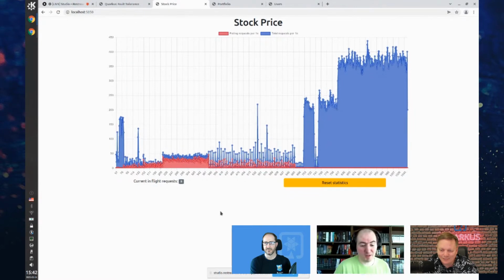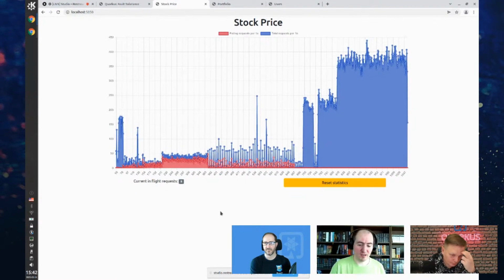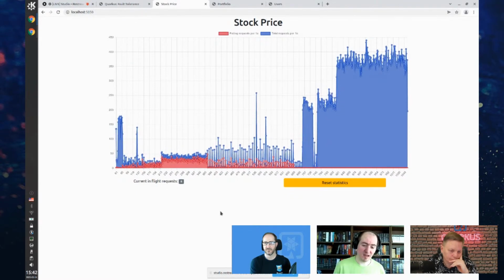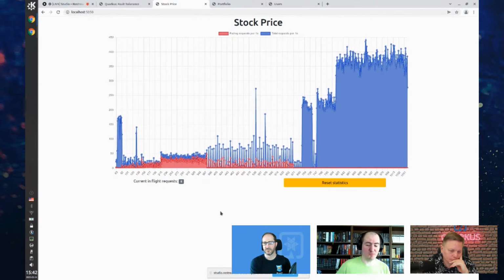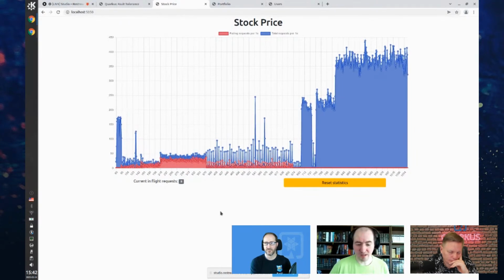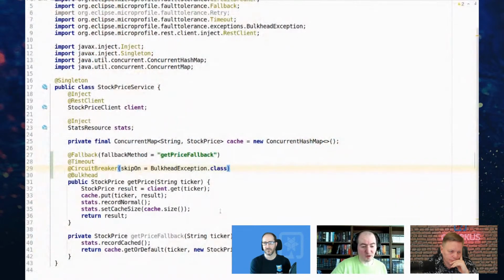Yeah. But even in that case, the completion stage or the Uni will complete after the timeout, even though the action is possibly still running. Right. Well, I'm using everything synchronous here just to make the exposition easier. But all this works on asynchronous methods as well. Nice. Okay.